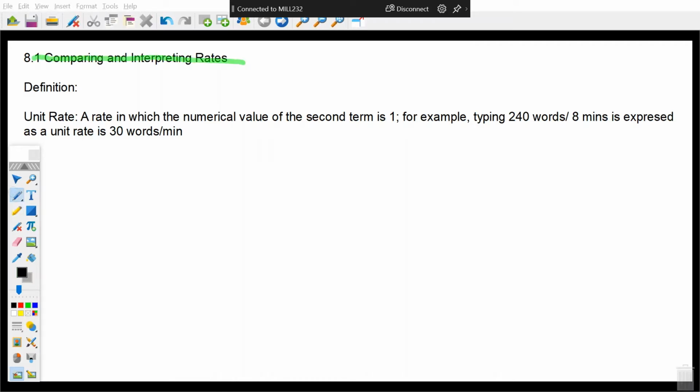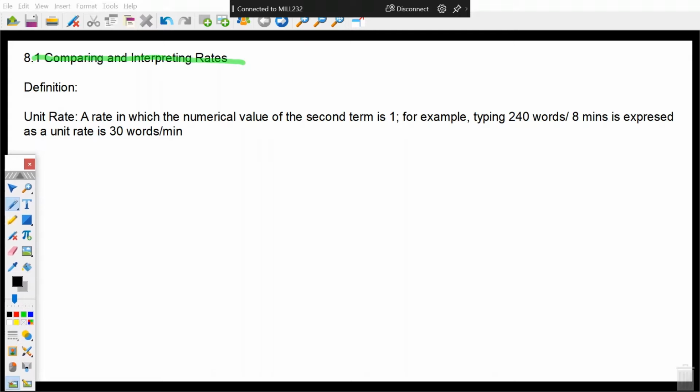Let's begin. The first and really only definition you need to know for this stuff is a unit rate. A unit rate is a rate at which the numerical value of the second term is 1. For example, if someone can type 240 words in 8 minutes, we express that as a unit rate of 30 words per minute.